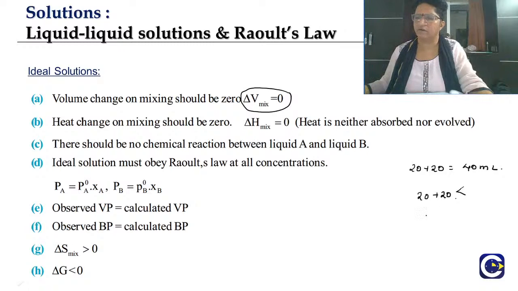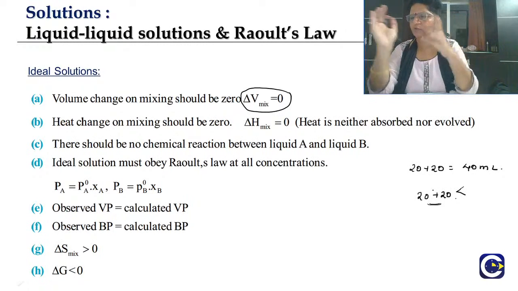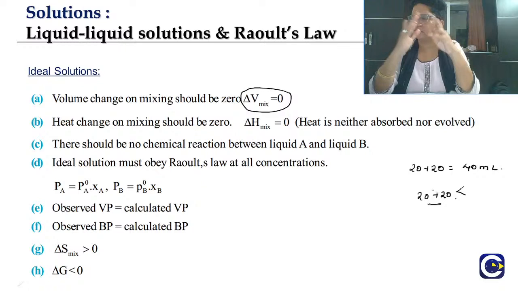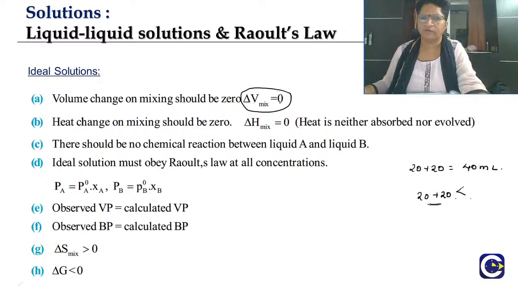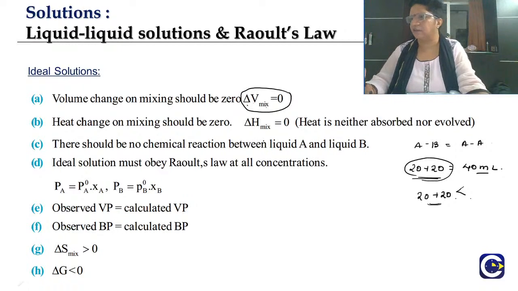If the forces are more, the volume will become less. ரொம்ப closer, the molecules. If the forces of attraction are less, molecules will go away from each other. அப்ப என்ன ஆகும்? நமக்கு volume increase ஆகும். So if the force of attraction between AB is same as AA or BB, volume வந்து நமக்கு equal இருக்கும். So the delta V mixture வந்து 0 ஆகும். Heat is neither absorbed nor given out. So enthalpy of mixture வந்து 0 இருக்கும். Observed vapor pressure and calculated vapor pressure வந்து same இருக்கும்.